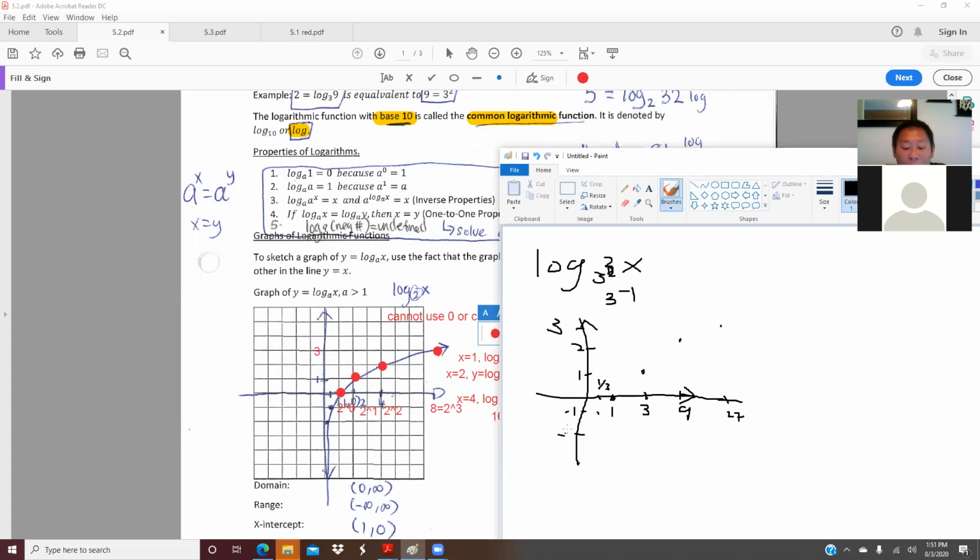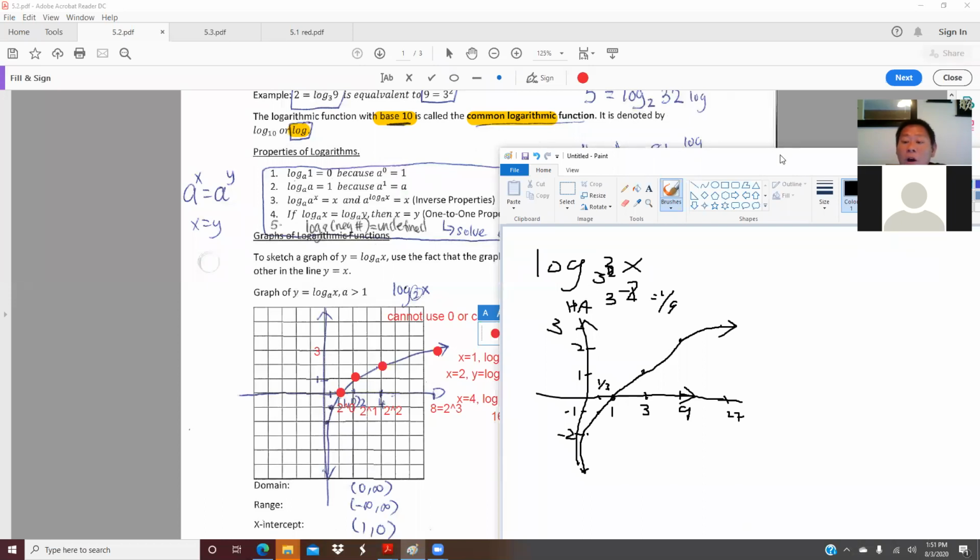And then when you do -2, if you put -2 here, this is 1/9, which is even closer. So you find out that this graph is log 3x. Will this cross your y-axis? No. Will it touch your y-axis? No. That means that your y-axis here is your horizontal asymptote.